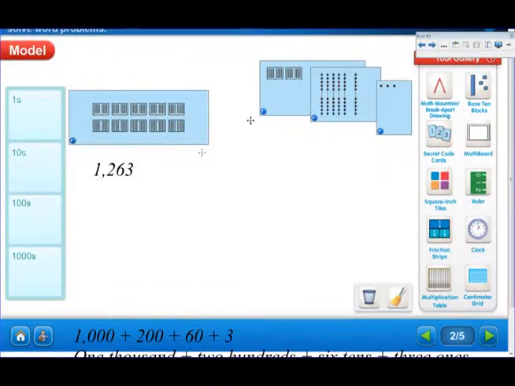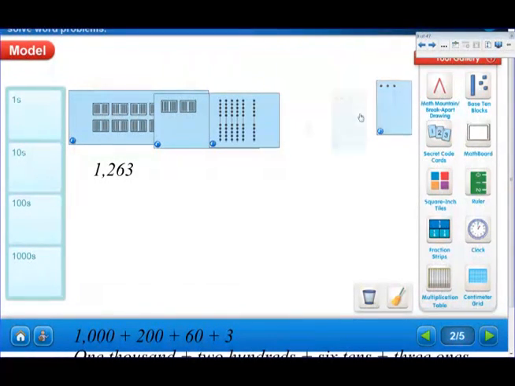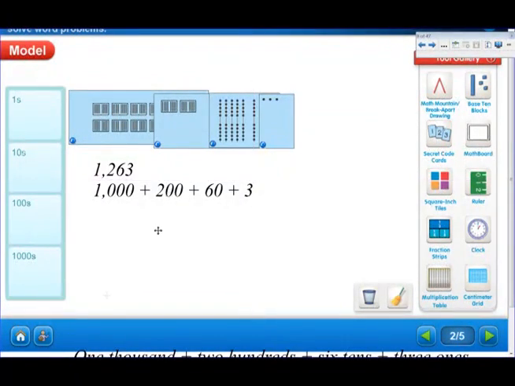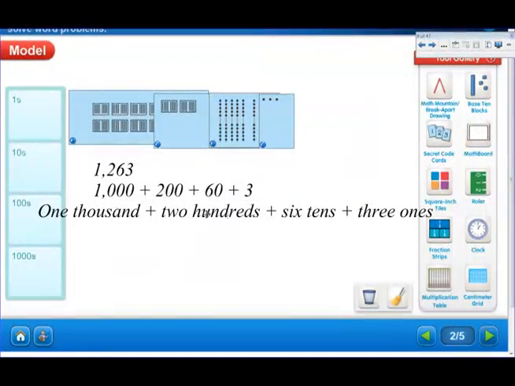Here's 1,263. We did it as a place value drawing and using our secret code cards. But we can also write it as 1,000 plus 200 plus 60 plus 3. We can also write that in word form. In word format, it looks like this. 1,000 plus 2 hundreds plus 6 tens plus 3 ones.